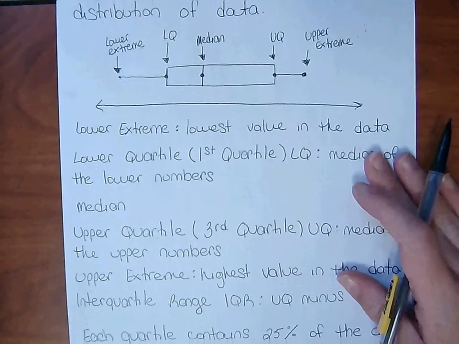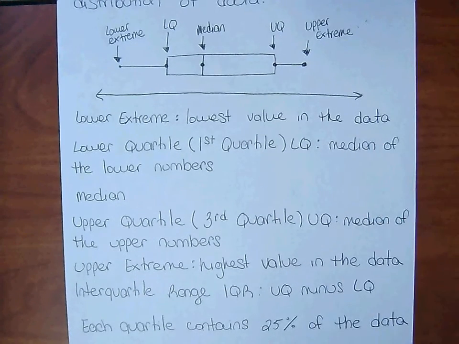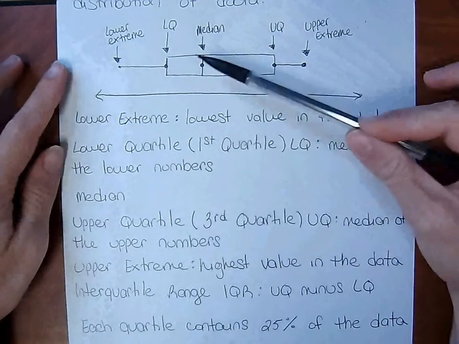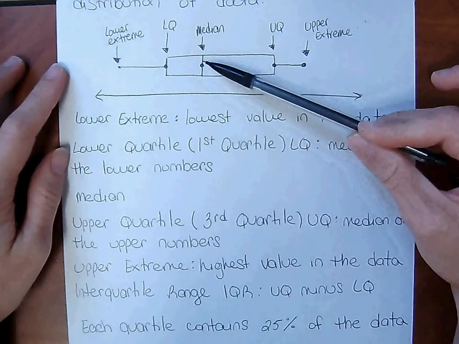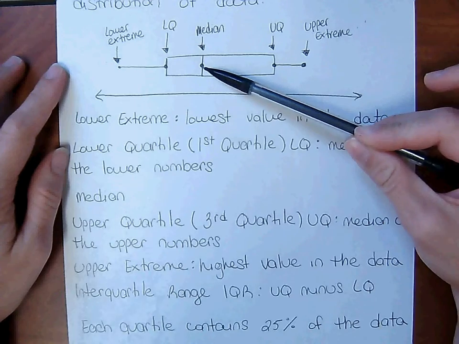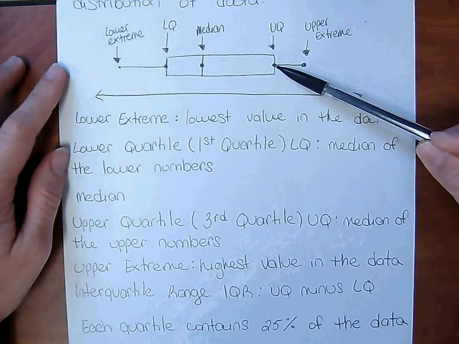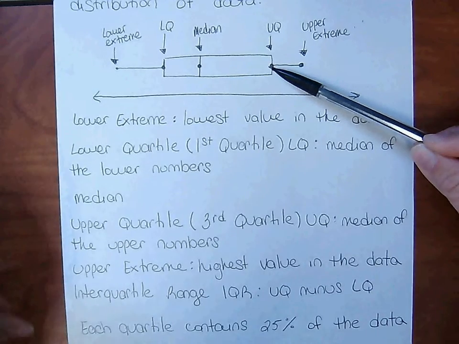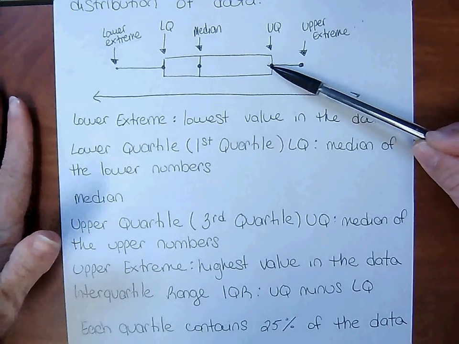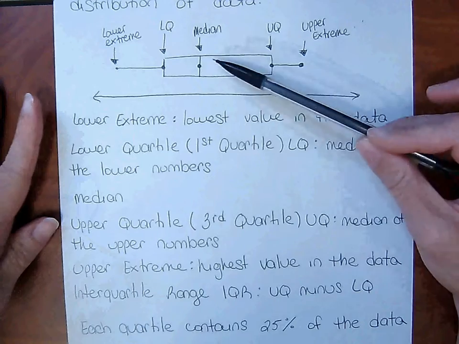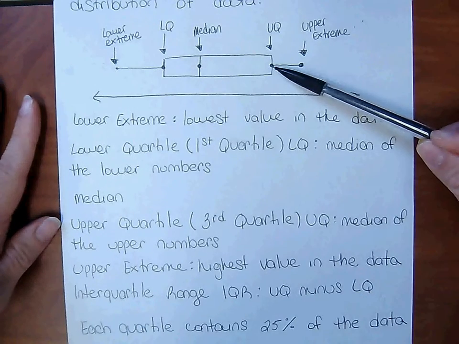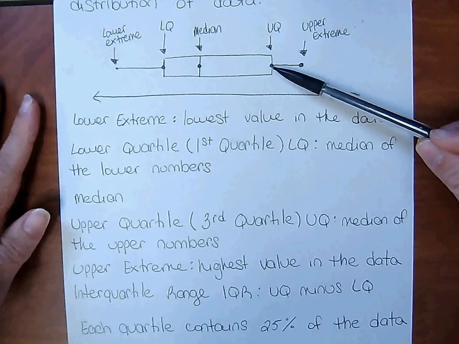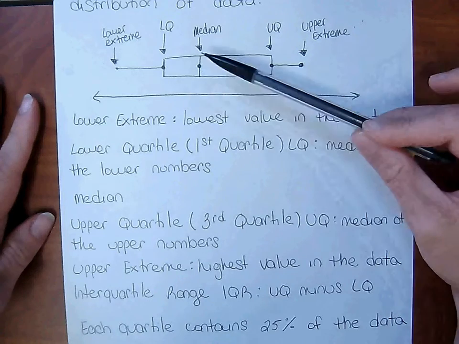Now don't get confused when I say that, because looking at this box and whisker plot, from the lower quartile to the median is not the same size as the median to the upper quartile. What that is telling you is that the variability, or the distribution of data from the median to the upper quartile, is greater than the distribution of data from the lower quartile to the median.